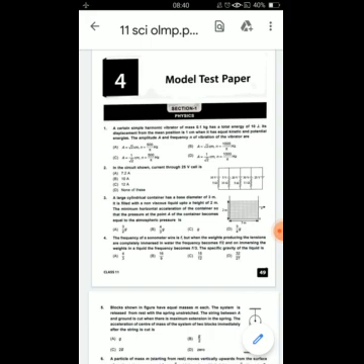In option C, A equals 1 by √2 centimeter and the frequency is 500 by pi hertz. In option D, amplitude equals 1 by √2 centimeter and frequency equals 1000 by pi hertz. So we need to calculate the solution of this. Here you can see that option A will be the correct answer, as the amplitude is √2.